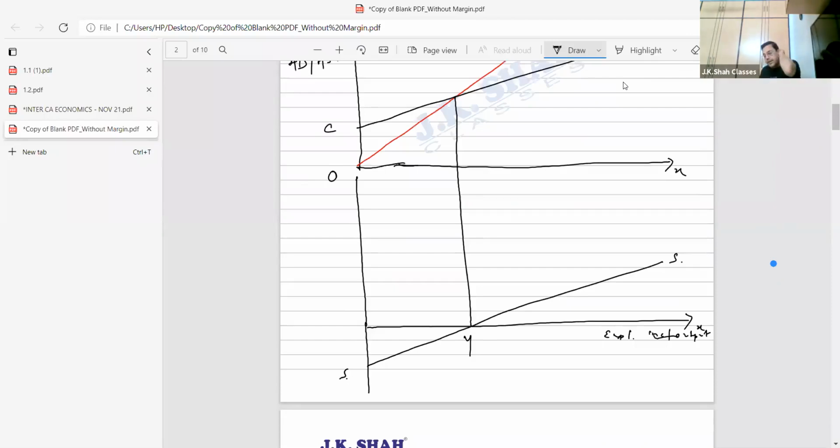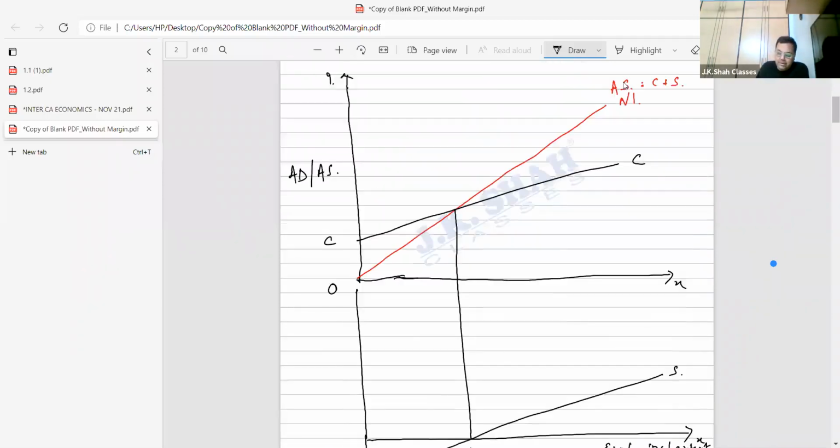No problems. Right now, Kavya, did you understand, surely? Till here it is time pass. It's very easy. This I say is point G. So aggregate demand and aggregate supply both intersect each other at point G.